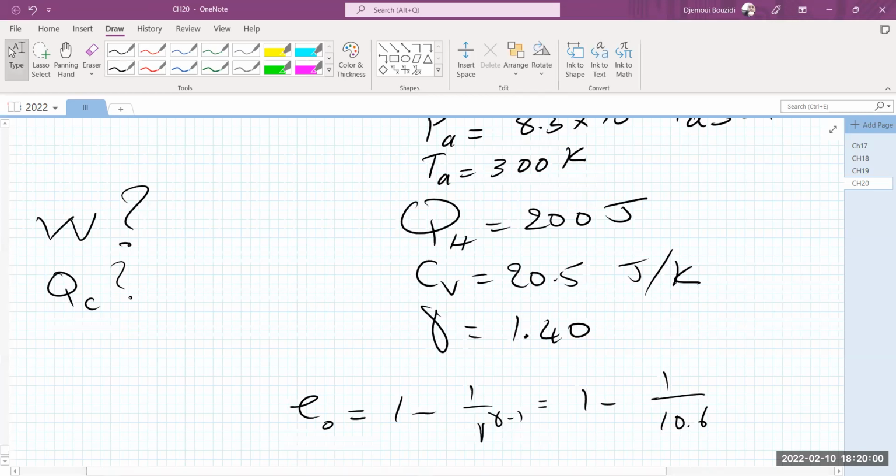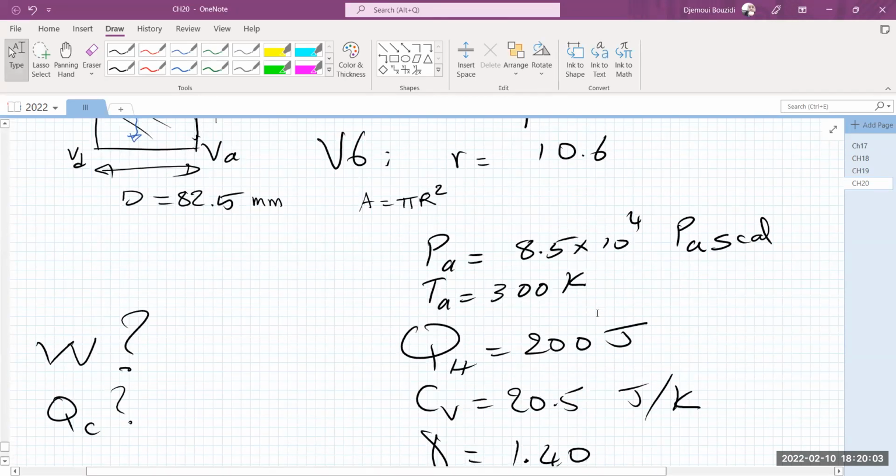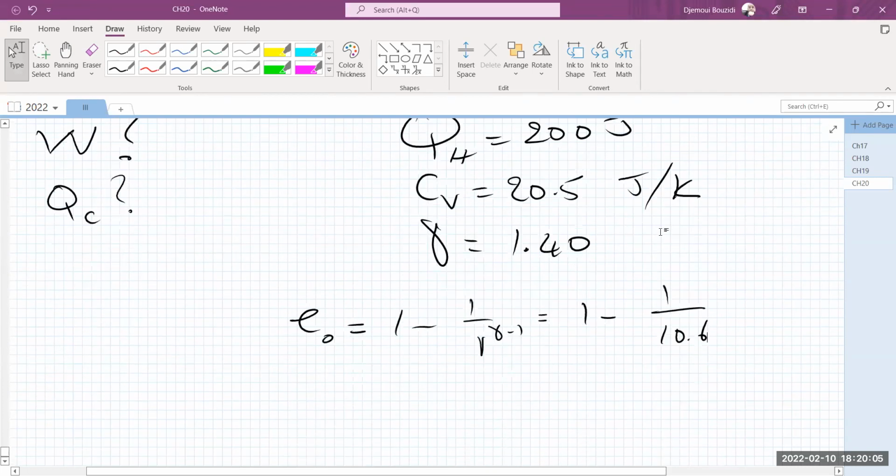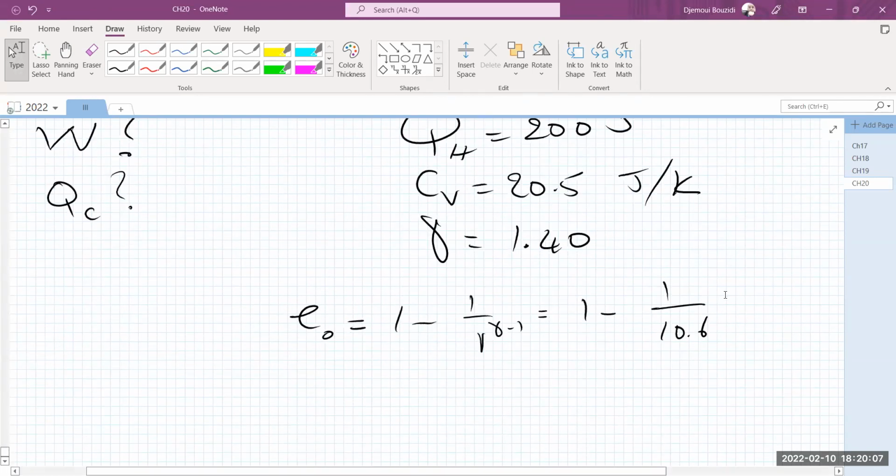Is that 10.6 or is it 10 point something? I think it's 10.6. Yeah, it is. Okay, to the power gamma minus 1, and gamma minus 1 is 1.4 minus 1, which is 0.4. You will need a good calculator that can do this kind of calculation for you, to the power 0.4, okay?